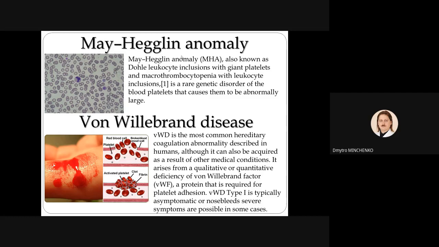Von Willebrand's disease, this is a fairly common disorder as far as hemorrhagic diseases are concerned anyway, although it can also be acquired as a result of certain medical conditions. It arises from a quantitative or qualitative defect of von Willebrand factor. This is a protein that is required for platelet adhesion. It has several types. There's type 1, 2A, 2B, 3, vascular type, and thrombotic types. And in a lot of patients, it's actually asymptomatic unless there's some serious significant bleeding.